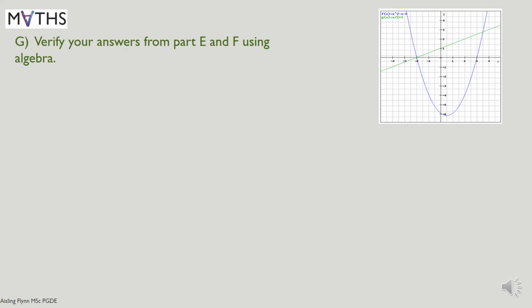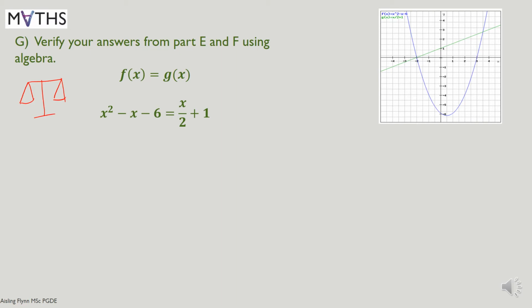Now part G builds on that. It says verify your answers from parts E and F using algebra. So here we do have to go to algebra. So when is f of x equal to g of x? When is x squared minus x minus 6 equal to x over 2 plus 1? So what do we have to do here? We have to solve this equation. So go back to your algebra skills and the equation golden rule. If you make a change to the left, you must make the same change to the right. And if you stick by that, you can't go too wrong.